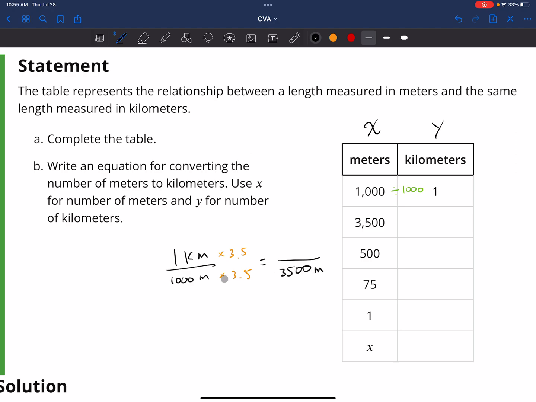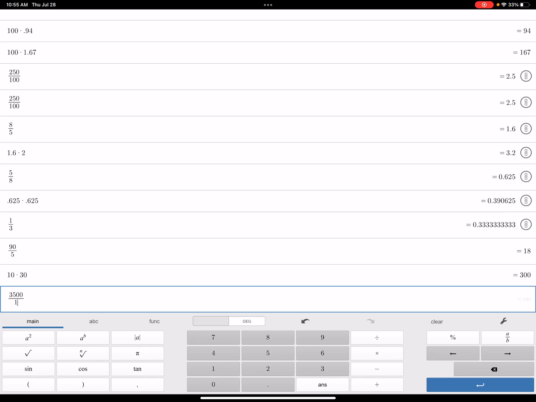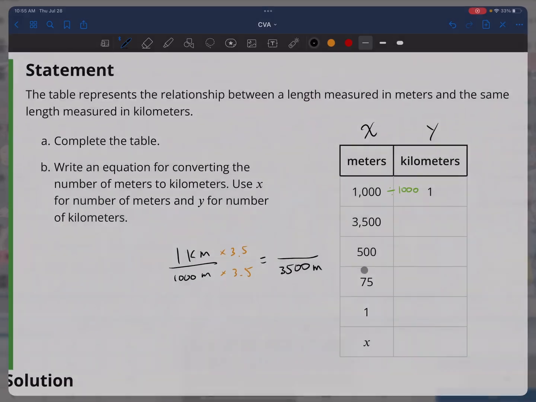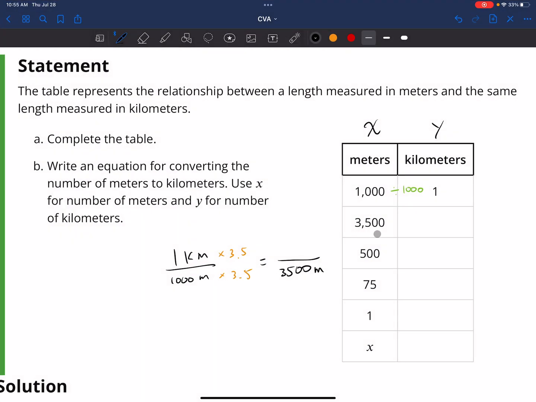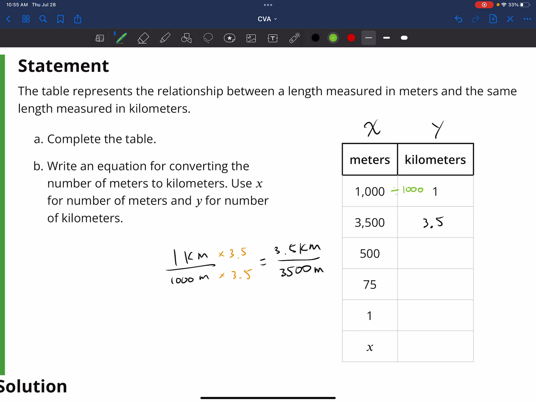Well, I have to divide this number by that number. So I do 3500 divided by 1000, and I get 3.5. You see 3.5? So 1 times 3.5 is 3.5 kilometers. So my answer is going to be 3.5. But as you can see, what am I doing? I'm just dividing by 1000 or multiplying by 1 over 1000, right? That's all I'm doing.